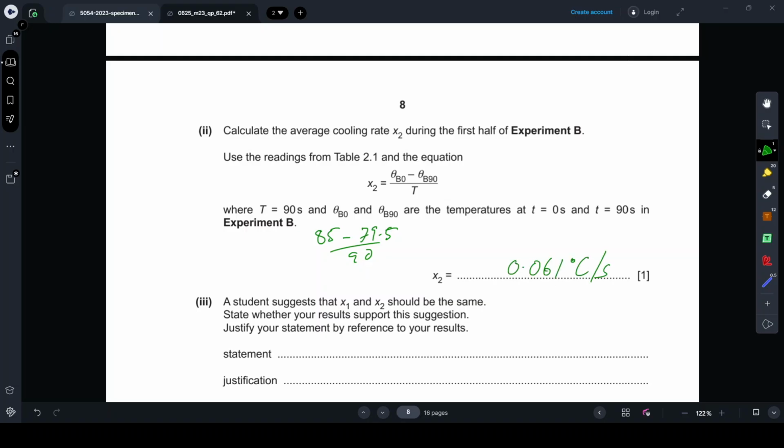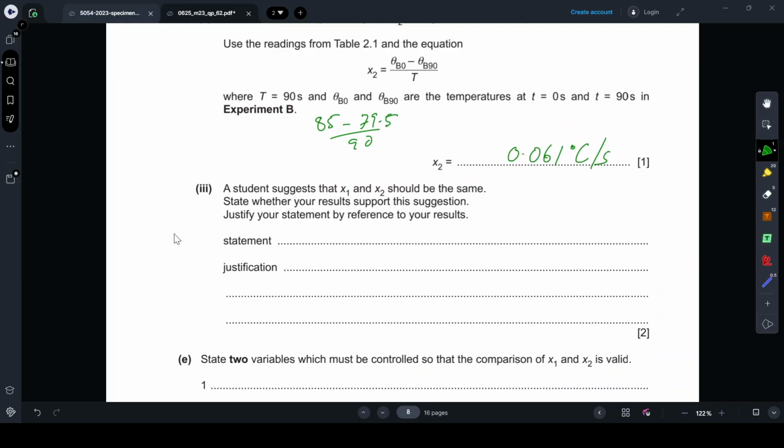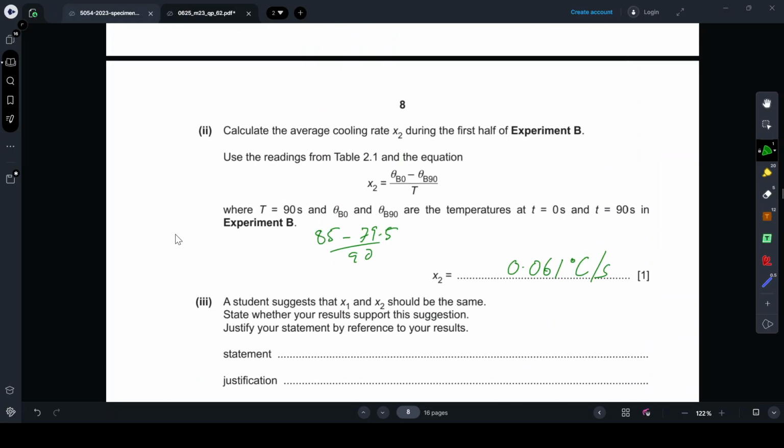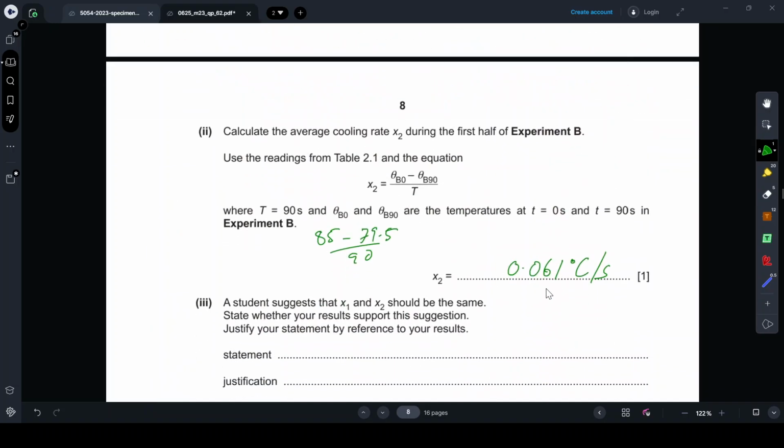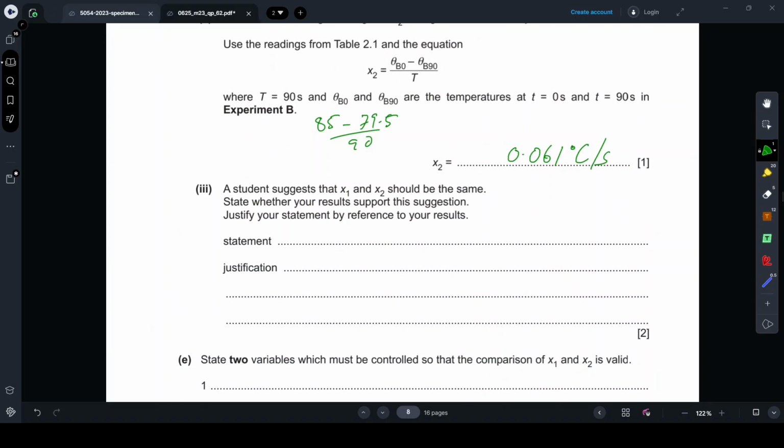Now, a student suggests that x1 and x2 should be the same. State whether your results support this suggestion. Justify your statement by reference to your results. Are they the same? No, they're not the same. For experiment A, the cooling rate is actually 0.056 and this is 0.061. They're not the same.